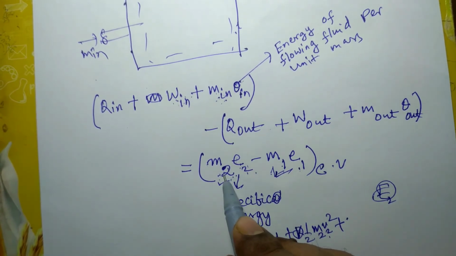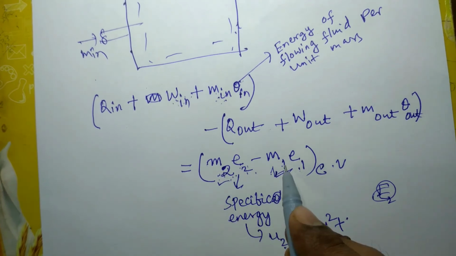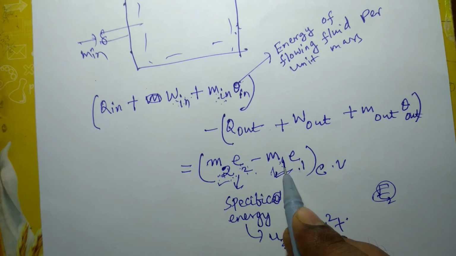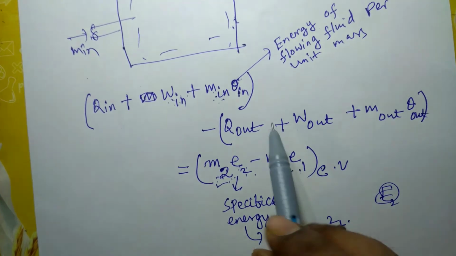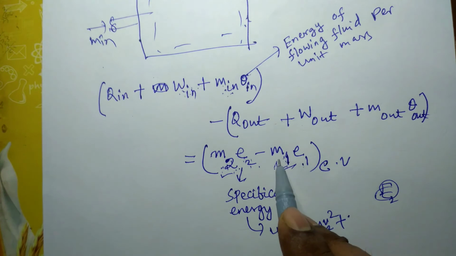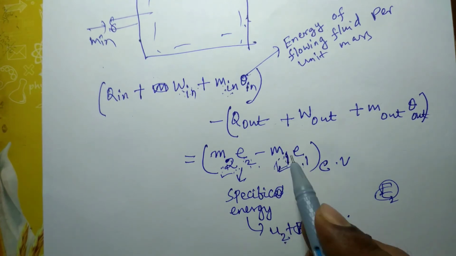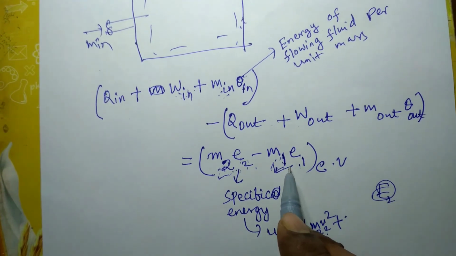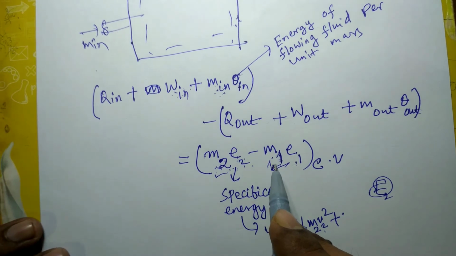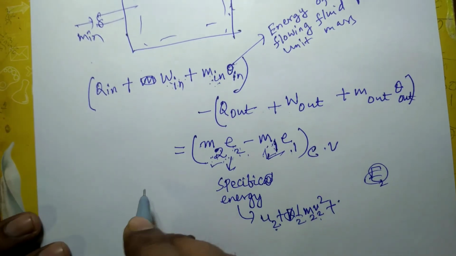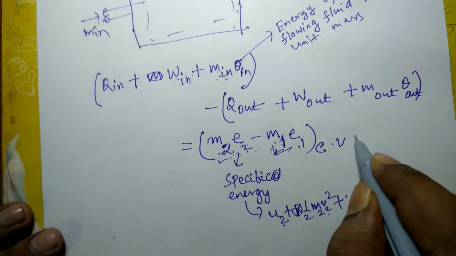So M2 is the mass of the control volume after the interaction, after the process has taken place, and M1 was the initial mass. And if, as a special case, suppose initially the vessel was evacuated, means this term will be eliminated, M1 will be 0. So this is the equation, M2 E2 minus M1 E1.